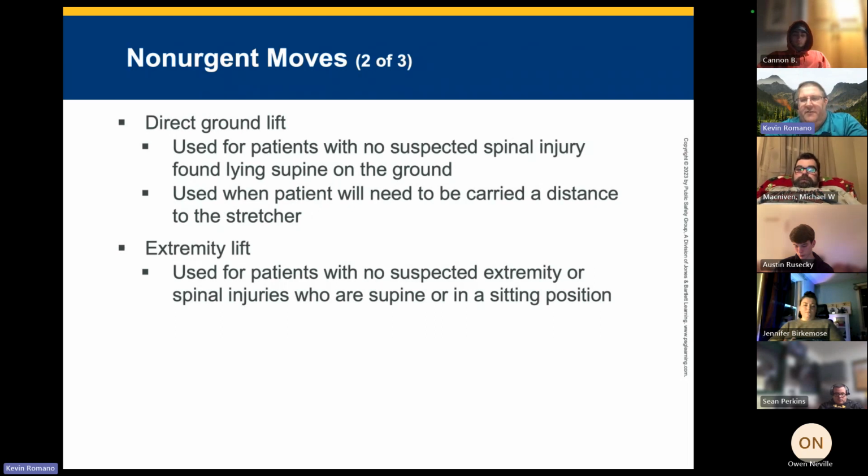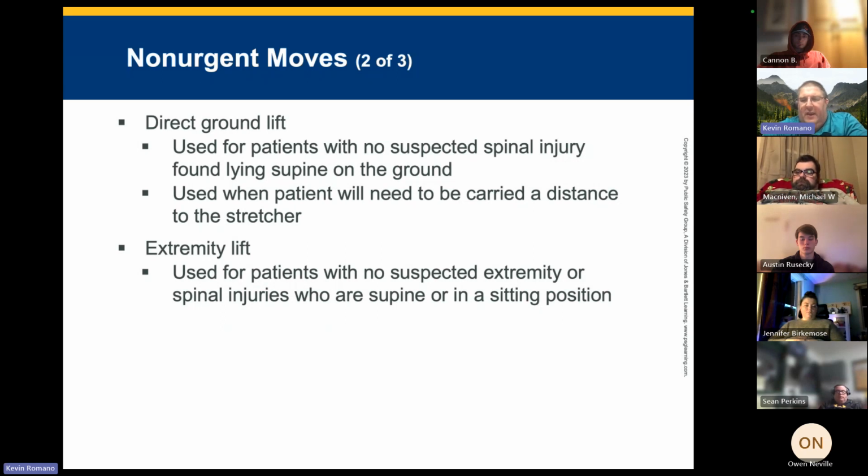All right, direct ground lifts. Used for patients with no suspected spinal injury or who are found lying supine on the ground. Right, those are direct ground lifts. If you find a patient semi-prone or lying on one side, roll the patient onto the back, ideally performed with 3 providers, but it can be done with 2, right? I've seen this happen a lot going from a stair chair to a stretcher if they can't walk. Someone gets underneath the legs, someone gets underneath the shoulders and the armpits, and they lift and bring them over on a 3 count. Right. So different things you can utilize.